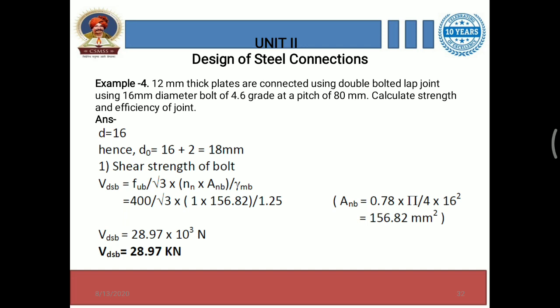Then ANB. Here again, the ANB calculation is given. Usually we find out AG first, the gross area of bolt. AG is equal to pi by 4 d square, and from that we take the net area of bolt, that is ANB is equal to 0.78 times AG.